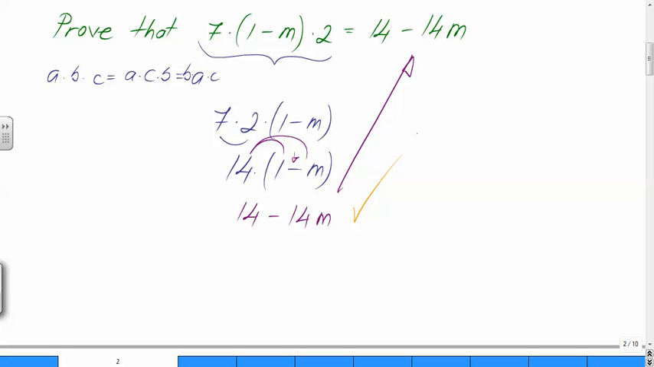This is a basic algebraic proof. It may look easy, but trust me, there will be some more complicated things to prove in algebra. This is just the first step, just the beginning. Okay? Moving on.